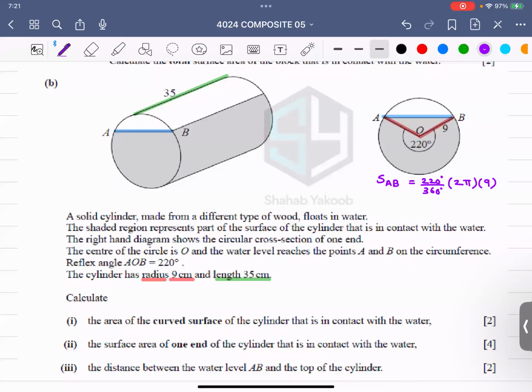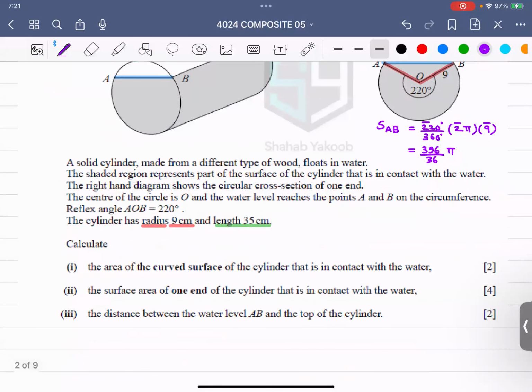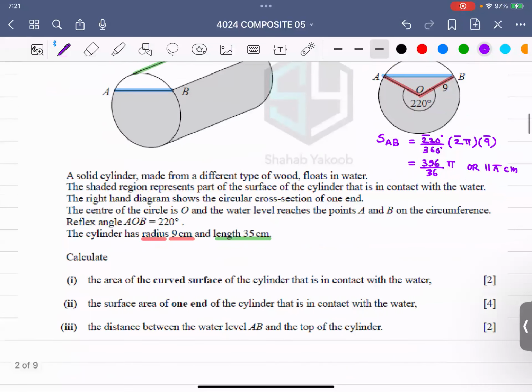Now let me grab my calculator and multiply it out. So 22 into 2 into 9. I'm just multiplying the numerator, that is 396. And there is a 36 below. I've cancelled off the zeros. I've taken 22, I have 2, I have 9, and 36 is there, and this is pi. So 396 over 36, that's 11. So this answer comes out to be 11 pi centimeters. That's the major arc length.